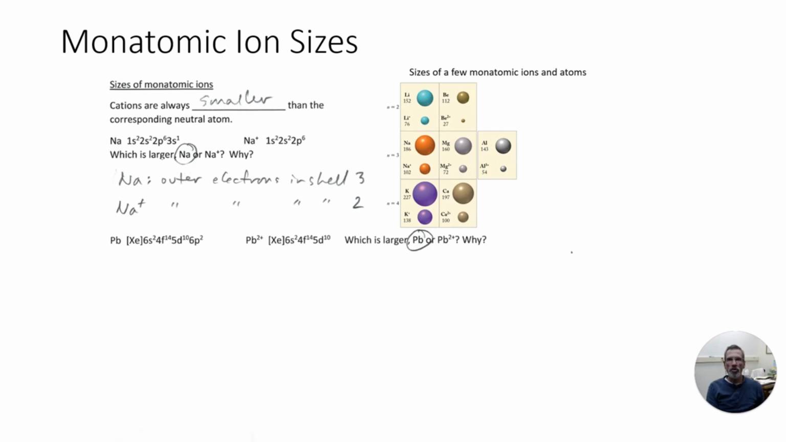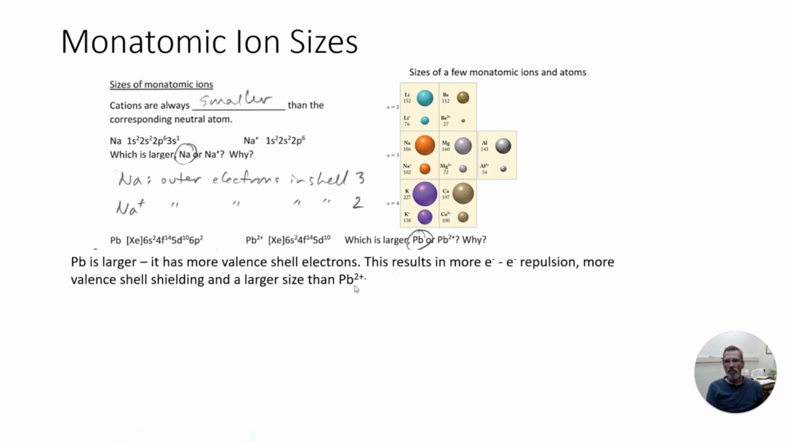And because there's only 2 valence electrons in Pb2+, there's less electron-electron repulsion, less electron shielding, and those 2 electrons in Pb2+ can nestle in closer to the nucleus than the 4 electrons in lead can. There's more electron-electron repulsion there. So lead is larger, Pb2+ is smaller.